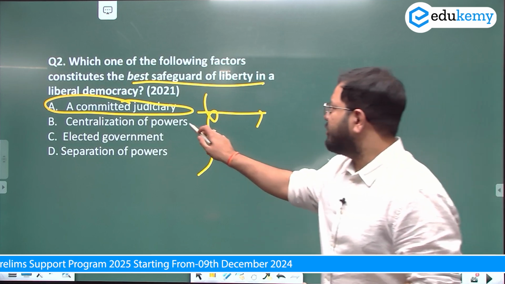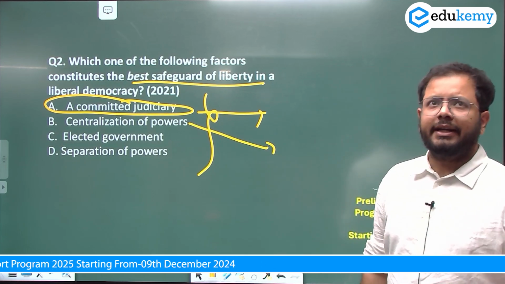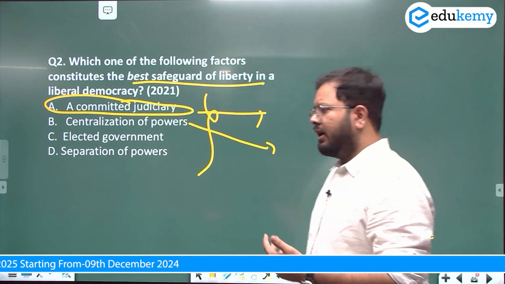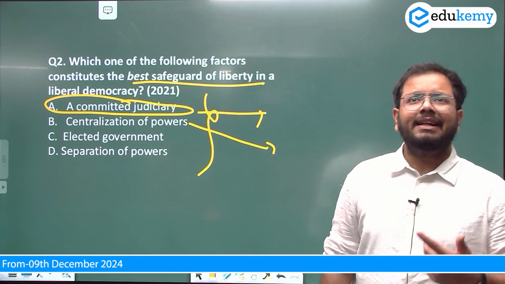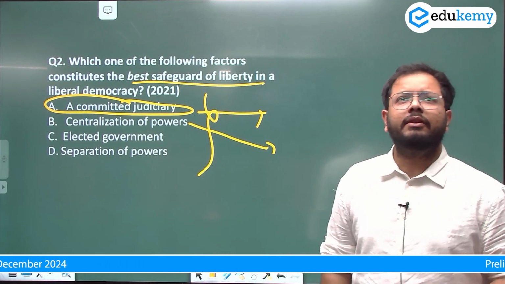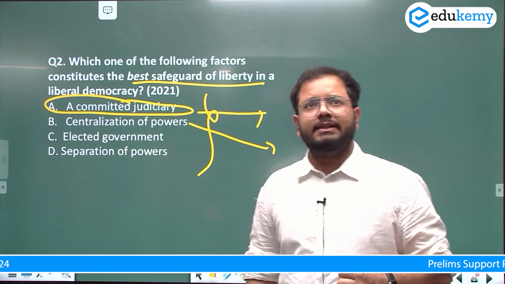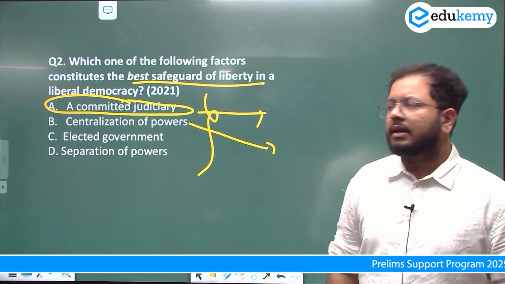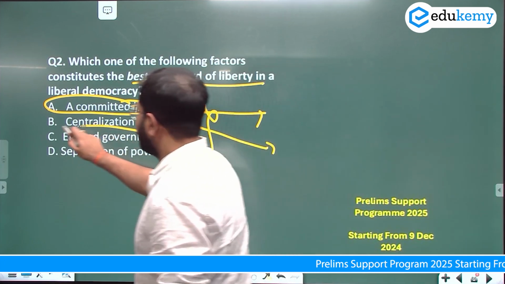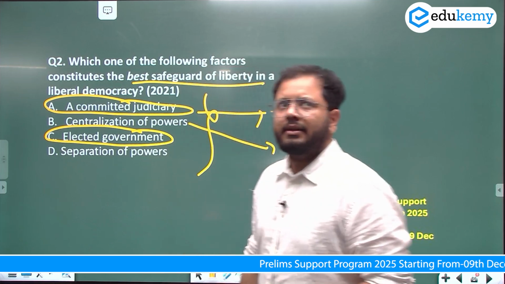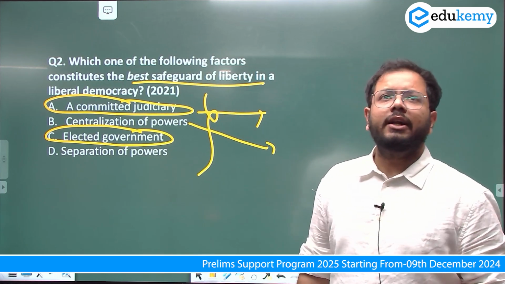Second, centralization of power. When there is centralization of power, it is not necessary that it would safeguard your liberty, because centralization goes against the concept of liberty. हो सकता है centralization of power से liberty curtail हो रही हो. Same goes with elected government. When there is elected majoritarian government, it may lead to curtail of liberties.